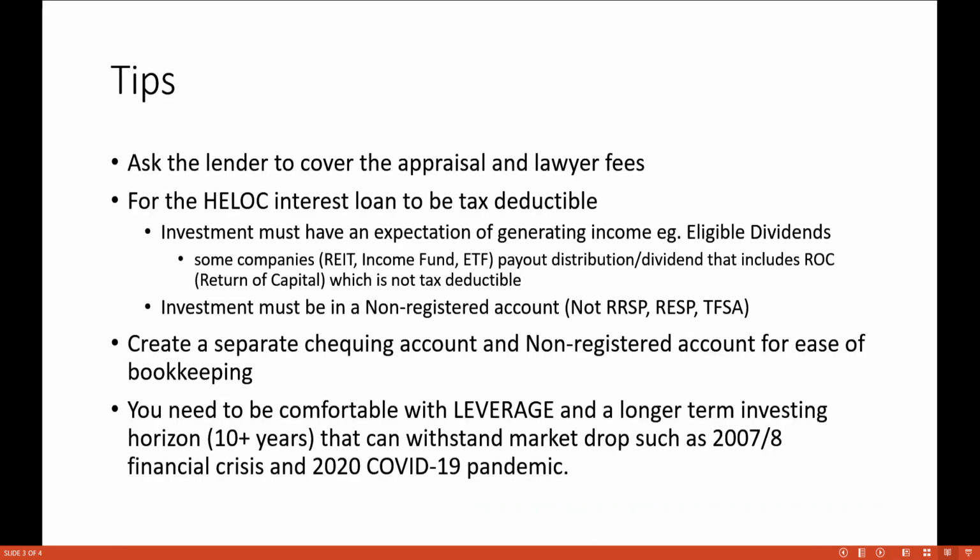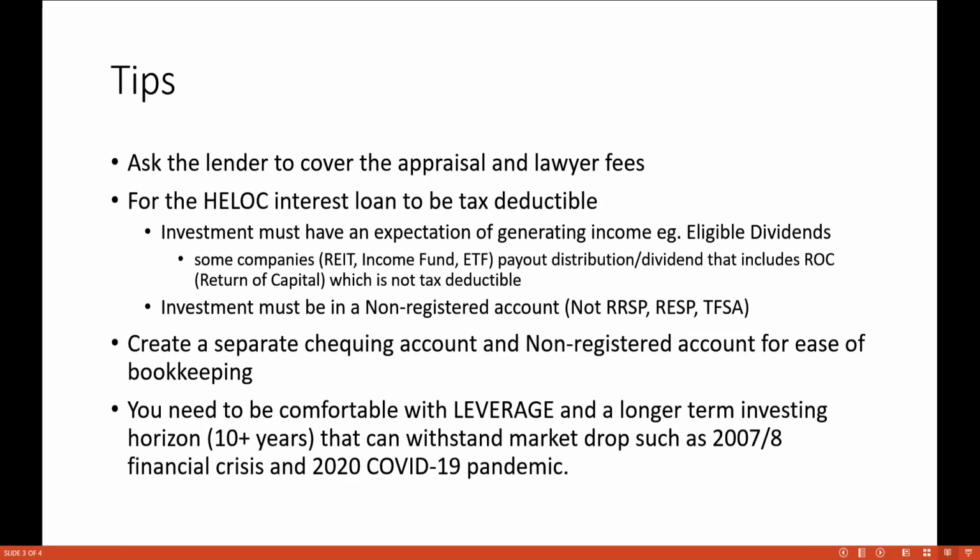If you want to follow this strategy, here are some tips for you. You can ask the lender to cover the appraisal and lawyer fees. In my scenario, I went with Tangerine, and they covered the appraisal fee and gave up to $750 to cover the lawyer fee. The lawyer fee can run you around $1,000 to $1,500 depending on the lawyer you use.